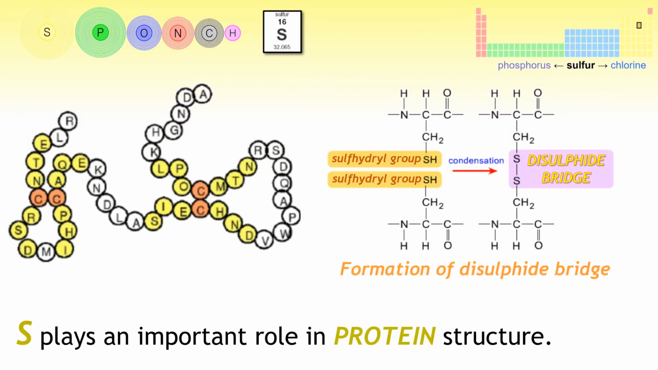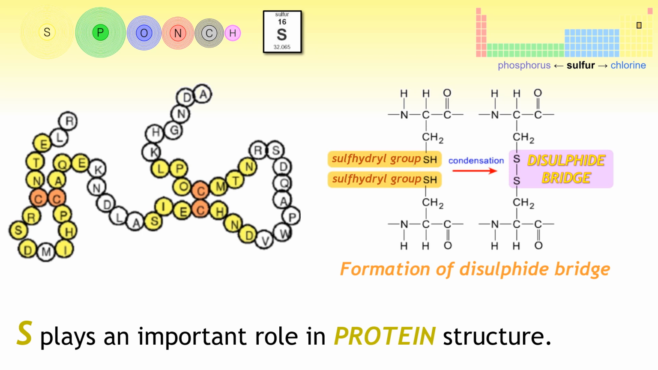Why do we care about sulfur? Because it plays an important role in protein structure. Specifically, chains of building blocks called amino acids are used to form proteins. And one particular amino acid, called cysteine, has sulfur in it. The sulfur in one cysteine is attracted to the sulfur in another cysteine. You can see them as the orange circle, like beads on a string. And so these sulfhydryl groups are attracted to one another, and they form what's called a disulfide bridge.